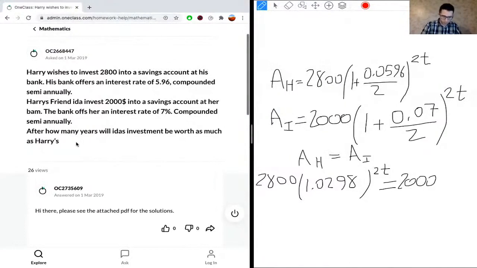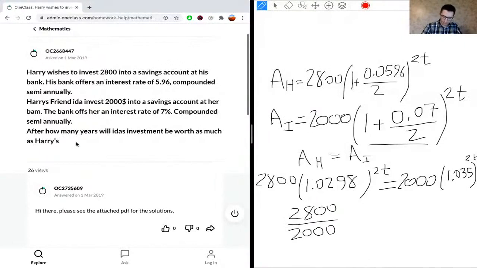And then we can also calculate this value. So 1 plus 0.07 divided by 2 is 1.035 to the power of 2t. Okay, so now we divide both sides by 2000. Essentially you want to take the 2000 and 2800 and put them on the same side. So we'll get 2800 over 2000. And then we'll move this to the other side by dividing both sides, so this gets eliminated on one side.